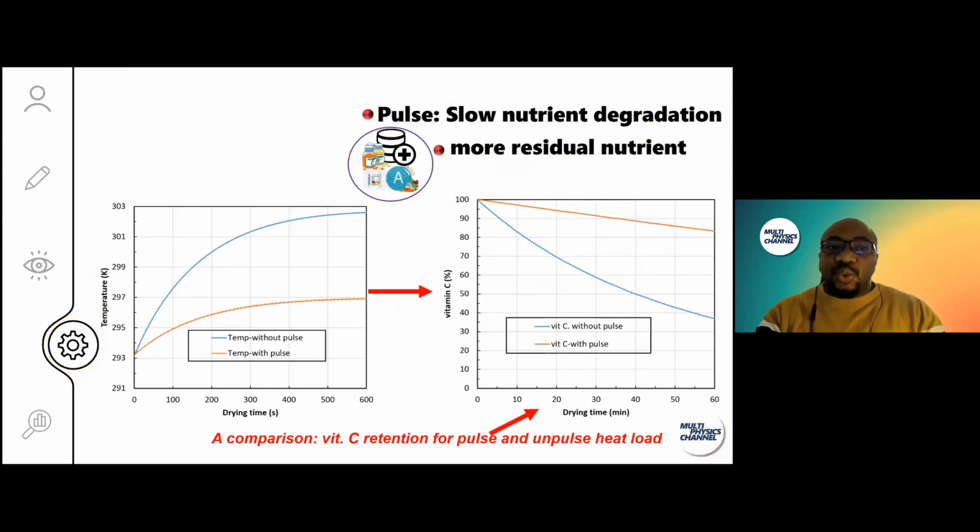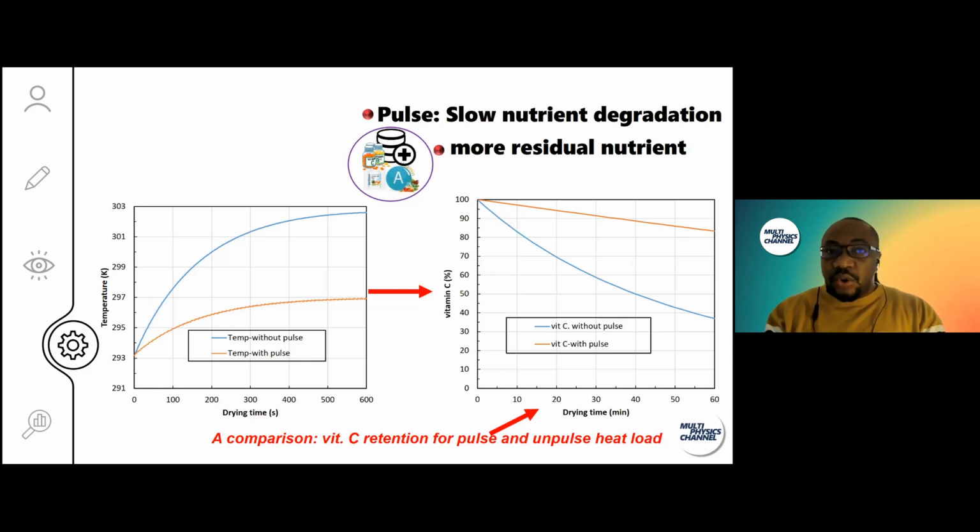Now, a comparison between the unpulsed temperature and that of the pulse for vitamin C, you could see the difference. Now, for 60 minutes of drying, it still retained close to 80% of the nutrients. While for 60 minutes without pulse, we get almost 30% of the nutrients only. So you could see the difference. The difference is huge. So with this method, you could actually model the intermittency of the drying process by putting on the heat load at different time intervals, so that you can make the dry fruit more nutritious and at the same time also save energy.